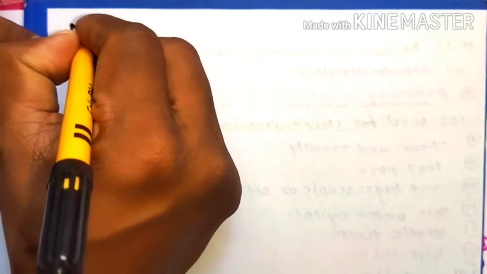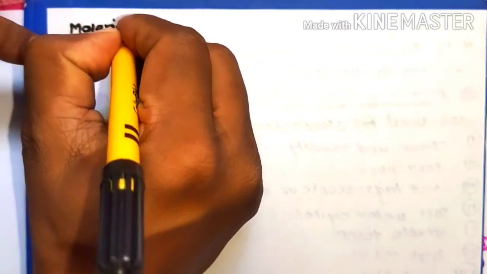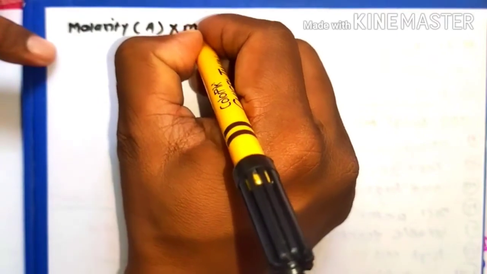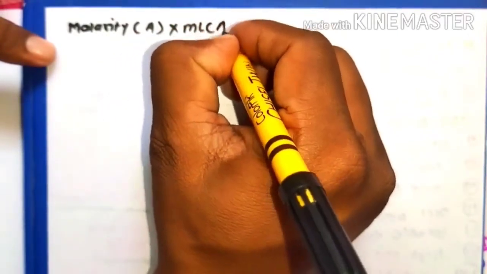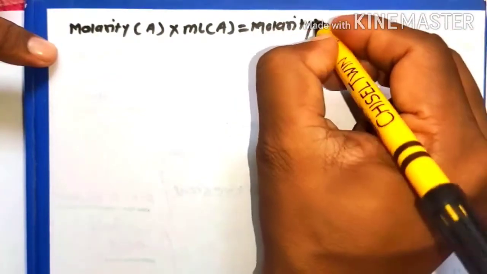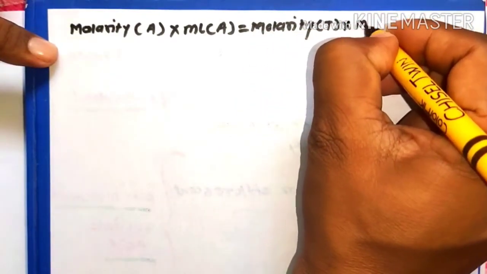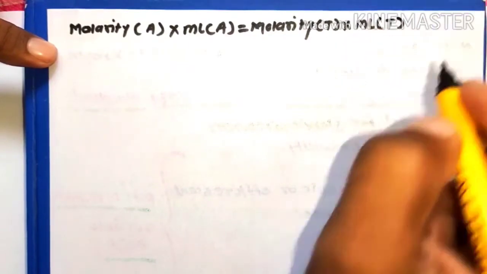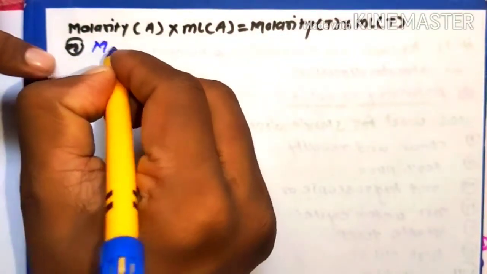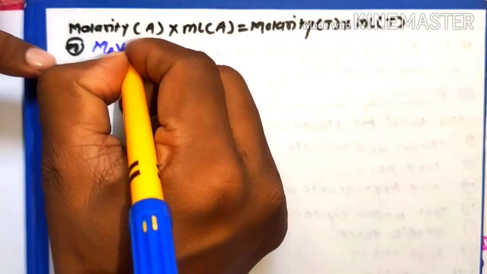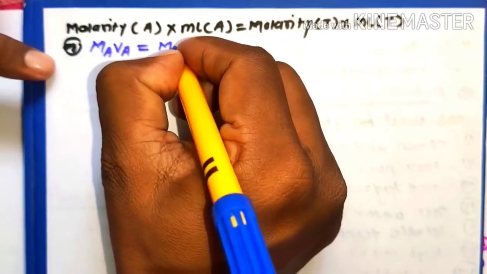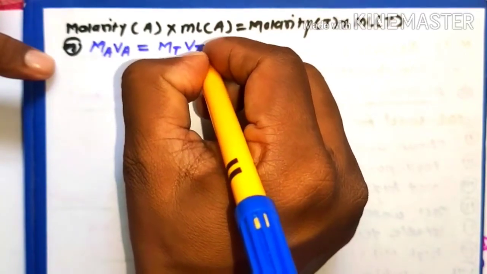Then the molarity of analyte A into the mL of A is equal to the molarity of titrant T into the mL of titrant T. In other words, the molarity of analyte A times the volume of A is equal to the molarity of titrant T times the volume of titrant T.